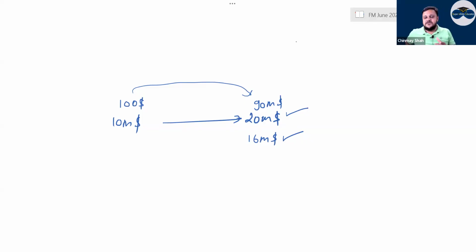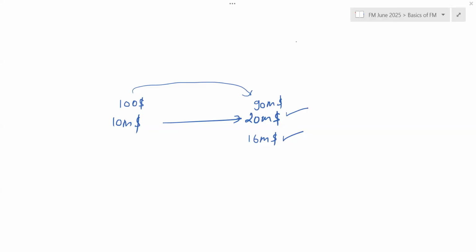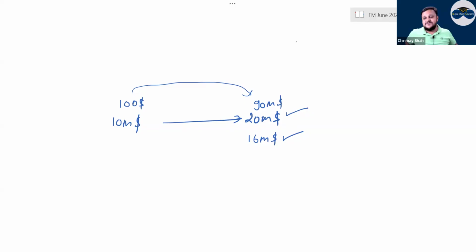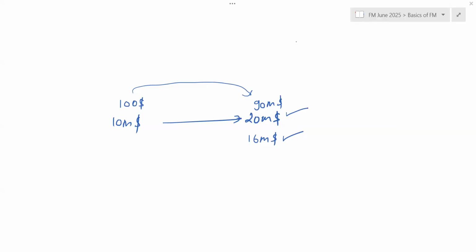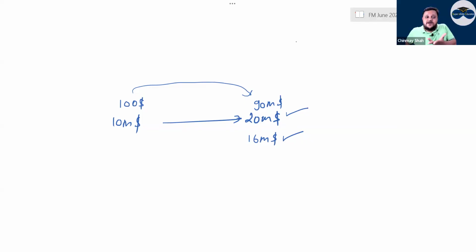What do you say, Ishan? Yes, sir. Profit maximization is there. But is the shareholders' wealth maximizing? No, sir. What do you say, Arati? Is the example clear to you? So profit is going from 10 to 16 million, but the $100 share price is going to $90. Why? Because you said expected is 20, but you could not achieve that. That means the shareholder will view it as a wrong decision.